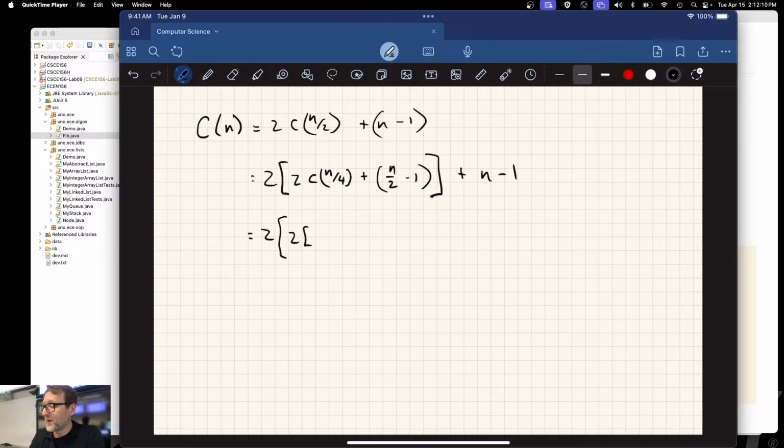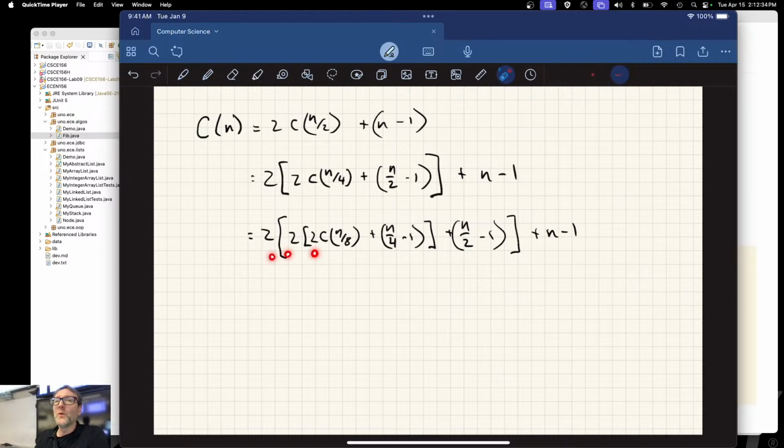So you can predict what this is going to be. 2 times c of n divided by 8 plus n divided by 4 minus 1. And then don't lose everything else. N divided by 2 minus 1. And then plus n minus 1. Eventually you'll see a pattern forming here. You'll see that we've got 2, 2, 2. So I've unrolled it 3 times now. Or I've unrolled it once, unrolled it twice. So actually it's going to be 2 to the k plus 1, where k is the number of times I have to unroll it. And then this is going to end up being c sub of 1 eventually.